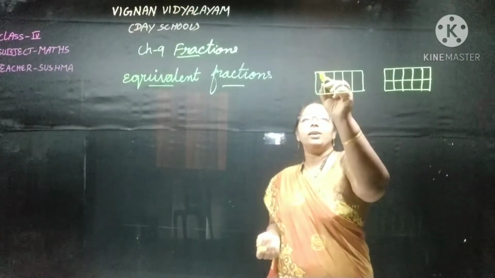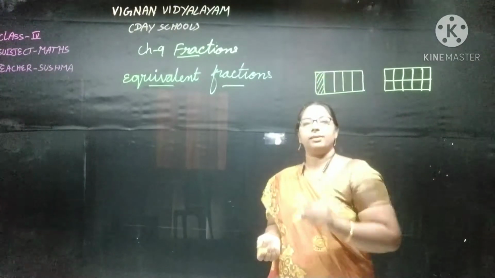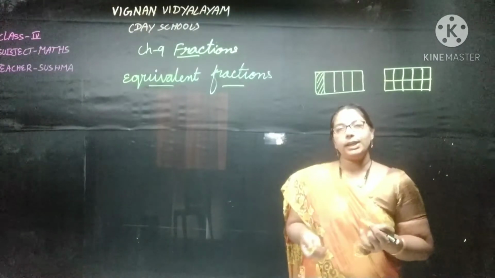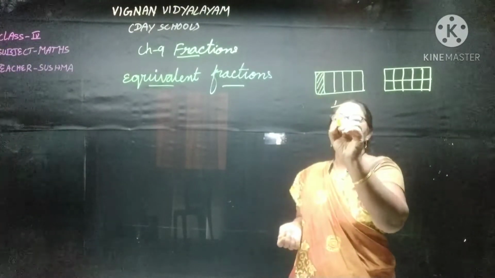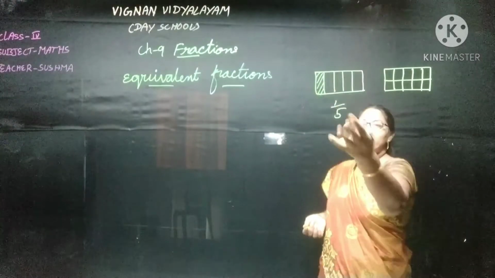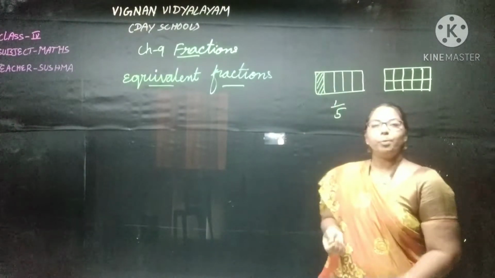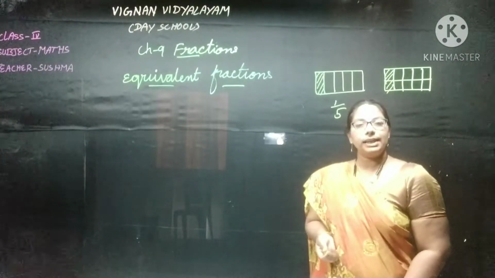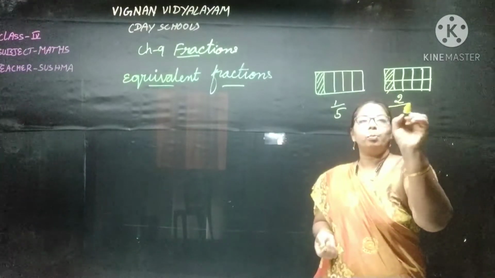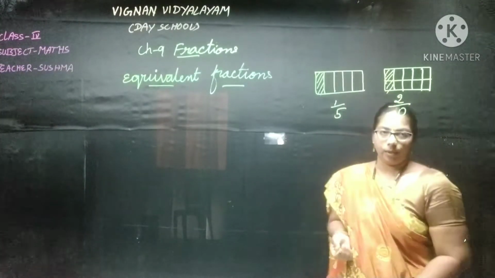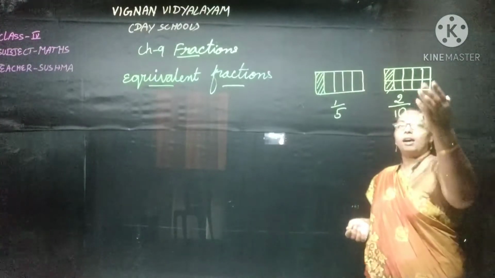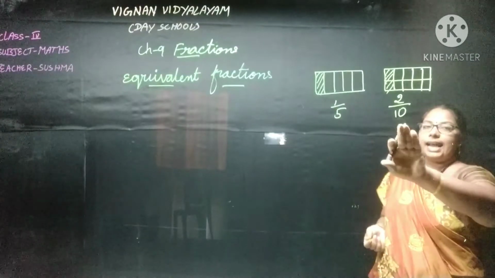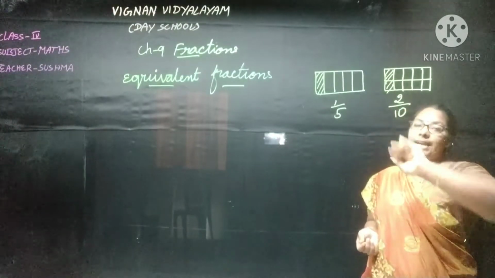Yes. So you ate this part. How much fraction of the chocolate did you eat? You ate 1/5 of the chocolate, which means out of 5 pieces you ate 1 piece. And your brother ate this part. How much part did he eat? He ate 2/10 part, which means out of 10 pieces he ate 2 pieces. So you ate 1/5 and your brother ate 2/10.